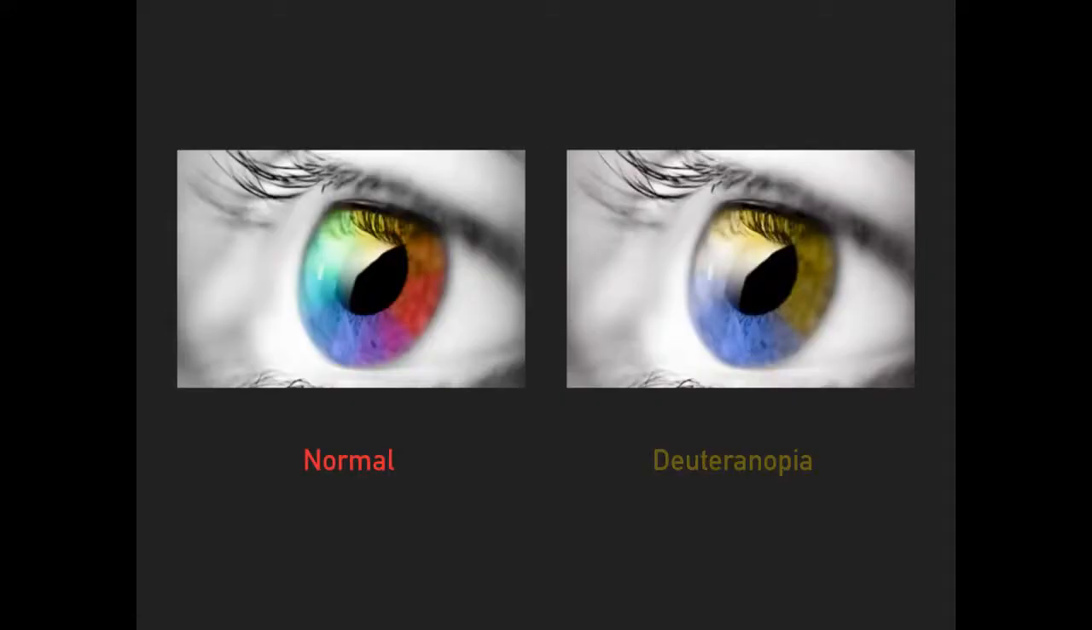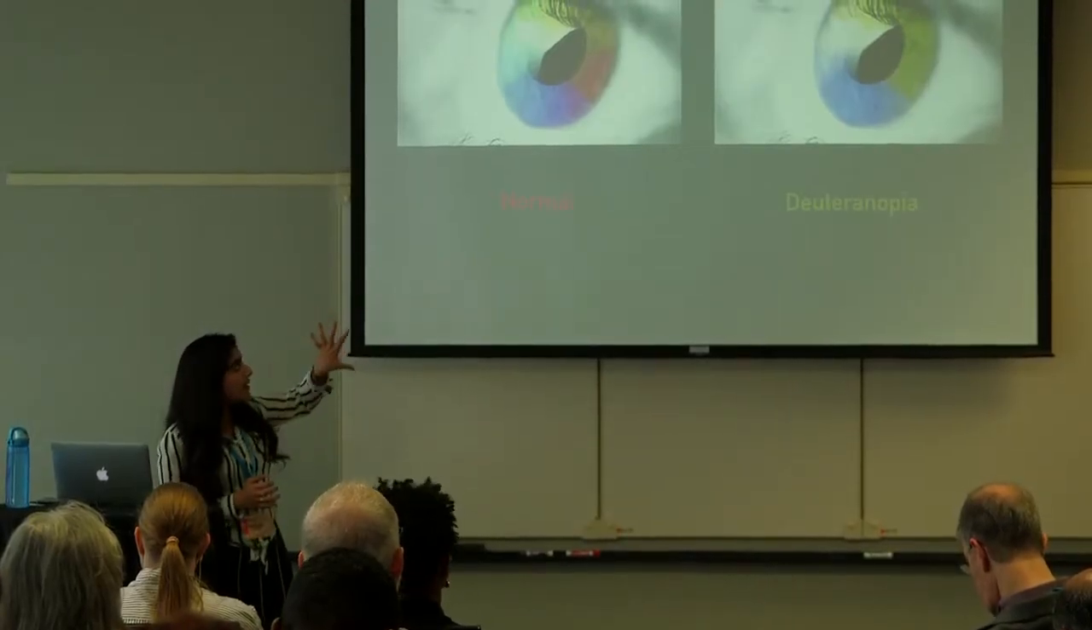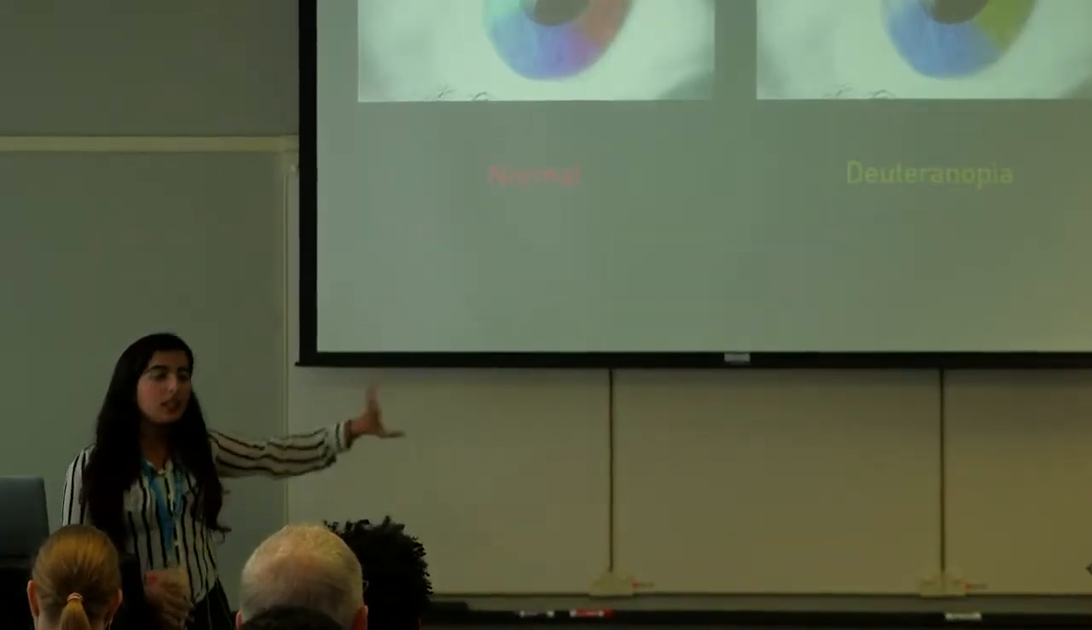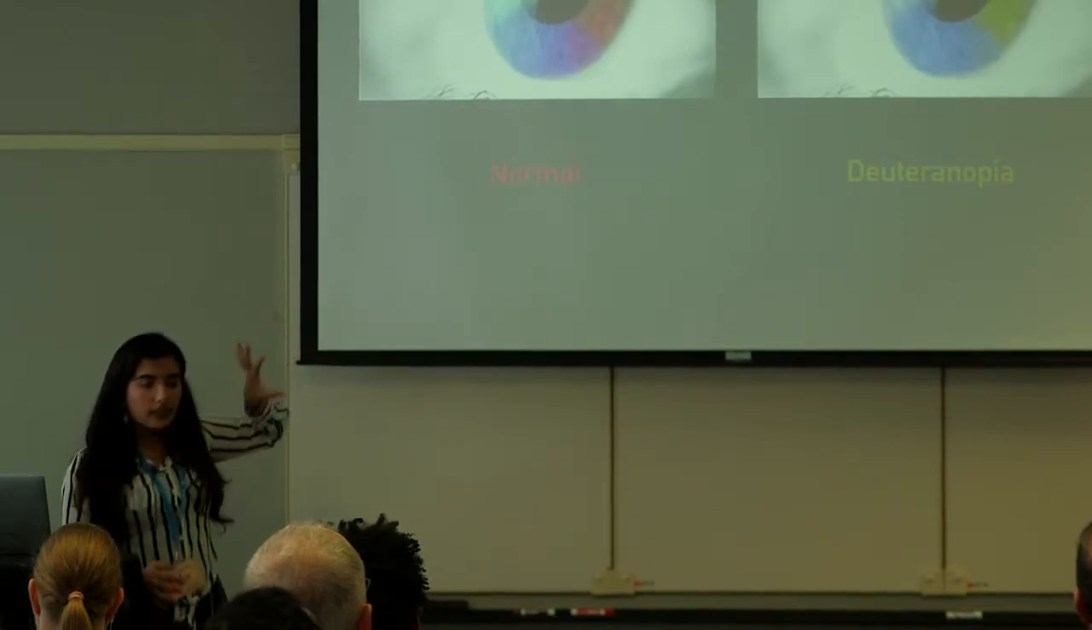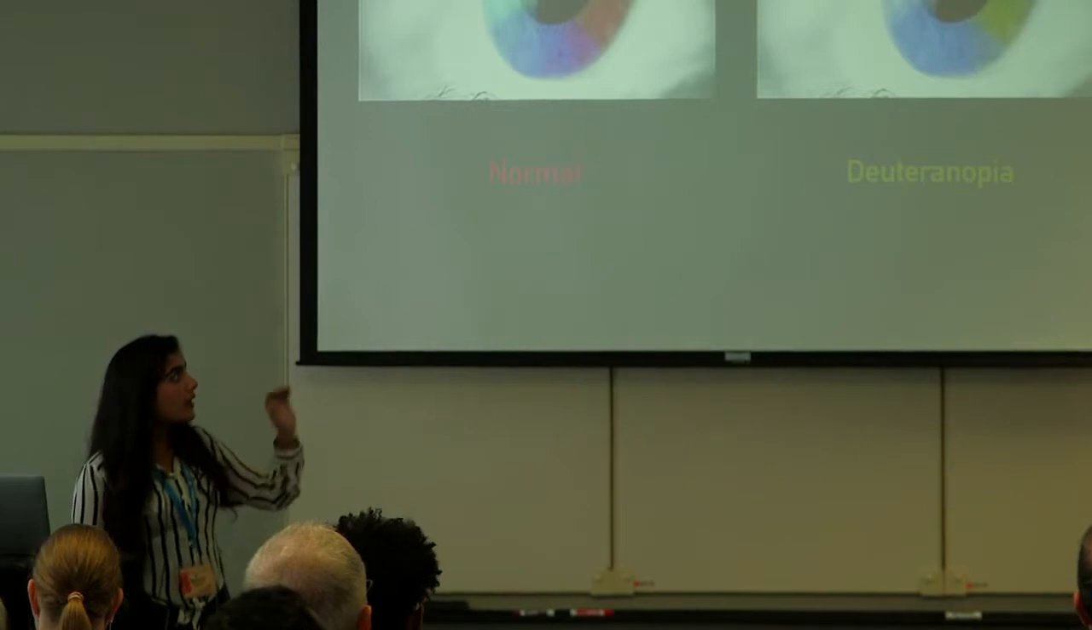So the most common example that comes up in terms of web accessibility is colorblindness. The most common form of colorblindness is deuteranopia, and that's the simplest example that I can provide. On the left-hand side is the normal color wheel as you would generally see it. And on the right-hand side is what you actually see.